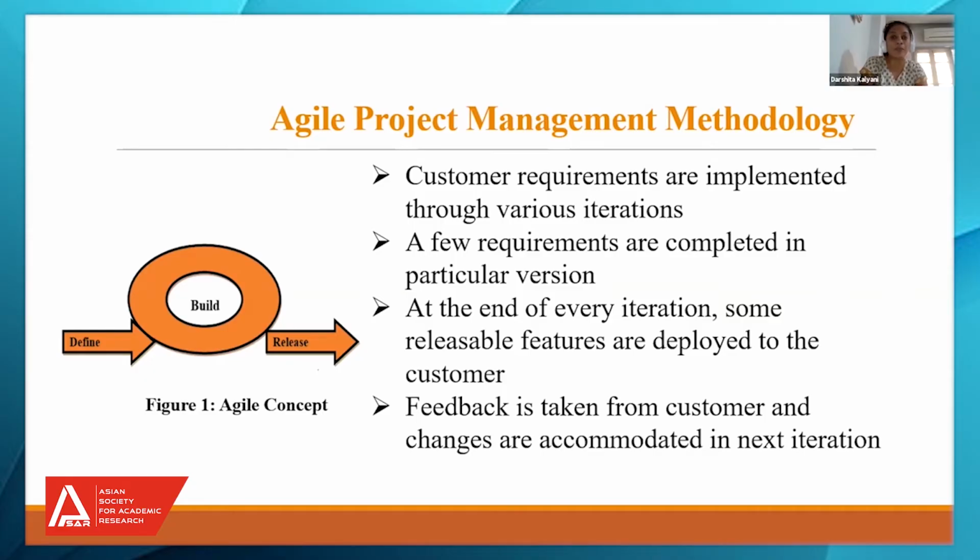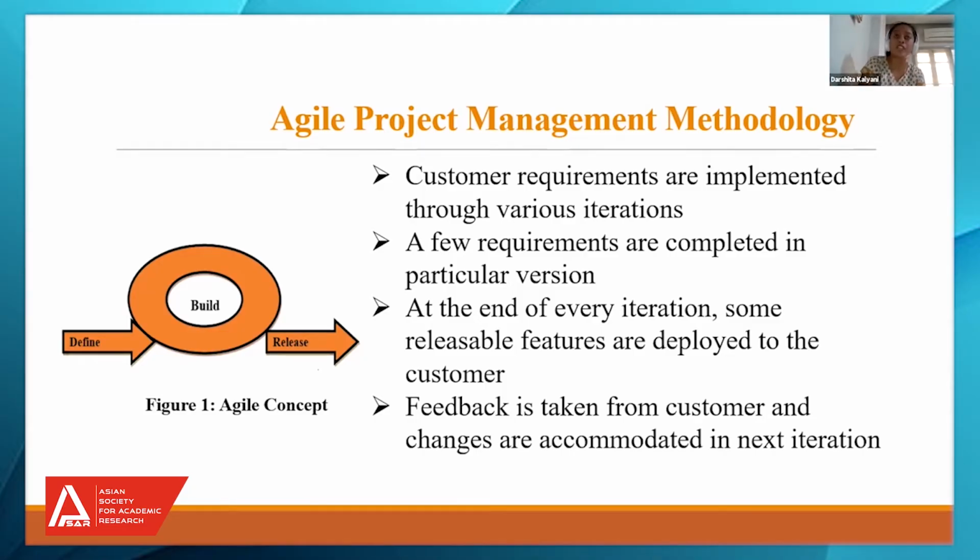Customer requirements are implemented through various iterations. In agile project management, the customer does not give all the requirements in one shot. They give requirements in various chunks. Say for the first iteration, the customer has given 3 or 4 requirements. These requirements will be implemented, and a demonstration will be given to the customer. If the customer is very happy with the demonstration, the team can continue with the next iterations. If the customer suggests any changes, they will be implemented through the coming iterations. These are the basic concepts of agile.